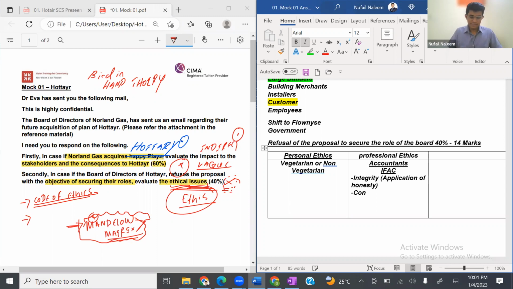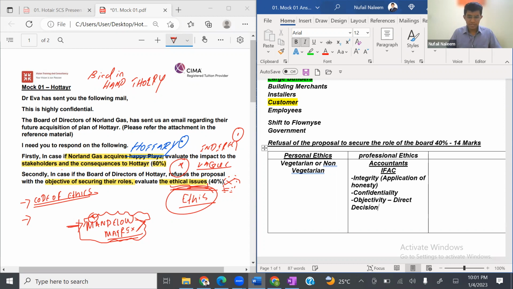Then the next very important thing is confidentiality, because you need to be very careful with financial information or company-specific information. You should never reveal it to a third party. After confidentiality, we have objectivity. Objectivity means you need to make direct decisions, not biased decisions, without any self-interest or familiarity interest.